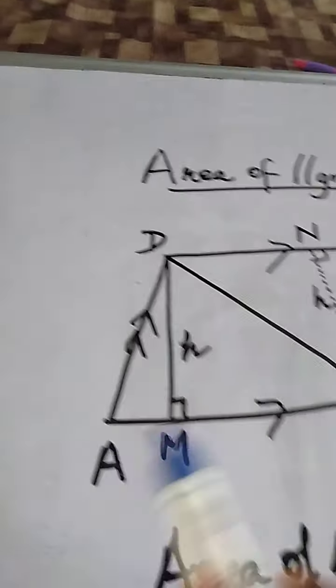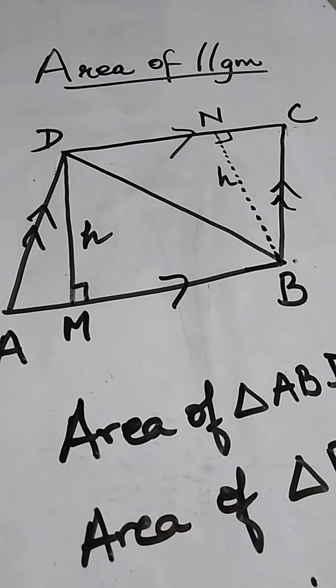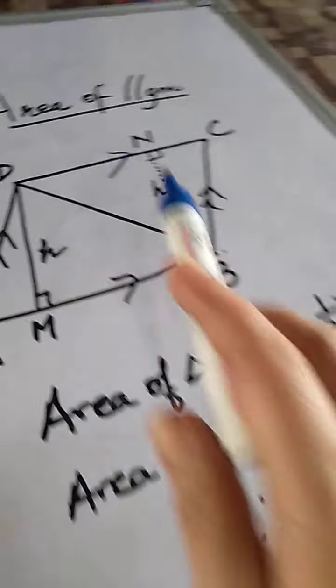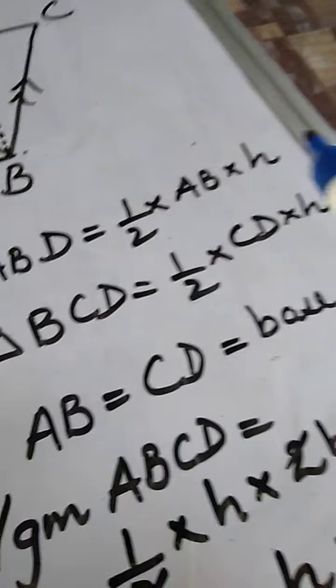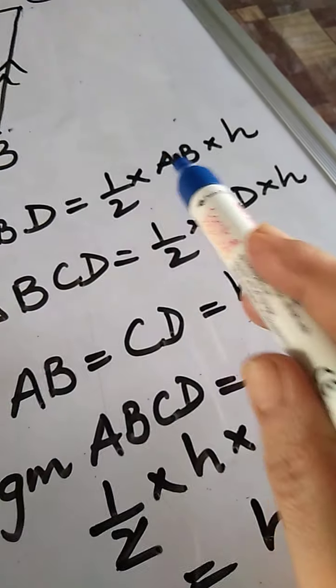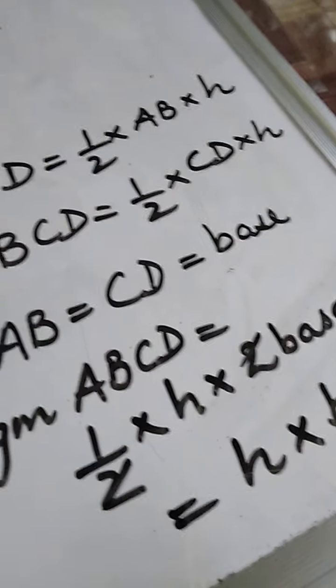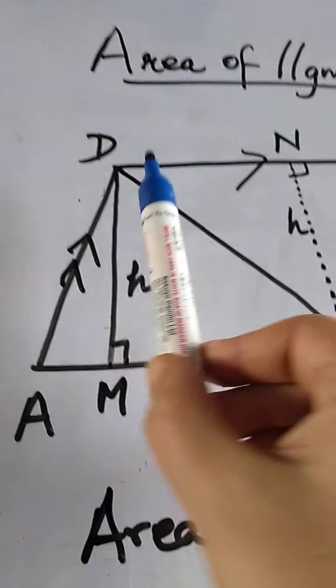Now since AB is equal to CD, children, because opposite sides of a parallelogram are equal, let us call it the base. Then we can say that the area of parallelogram ABCD is half into H, which remains common, into AB plus CD, both equal to the base, so 2 times base. So 2 cancels, and we get height into base. So the area of a parallelogram is equal to base into height. If this is the base, this is the height.